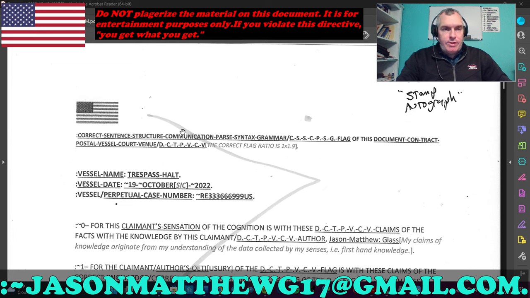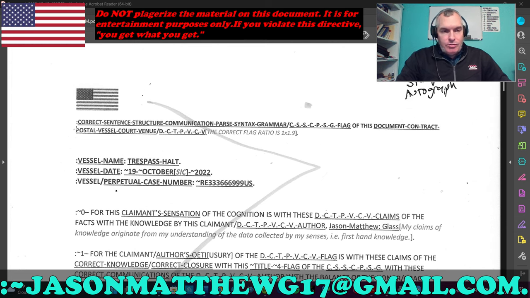And as you see, I have the flag, the 1x1.9 flag, in the upper port side of the document. Over on this side, adjacent to it, in the starboard side, you would put a stamp of a whole number denomination. Now, whether that's a $1 stamp or two or three, whatever you want, but it must be a whole number, cannot be a fraction. And then you would autograph over that stamp with your correct live life claim name.